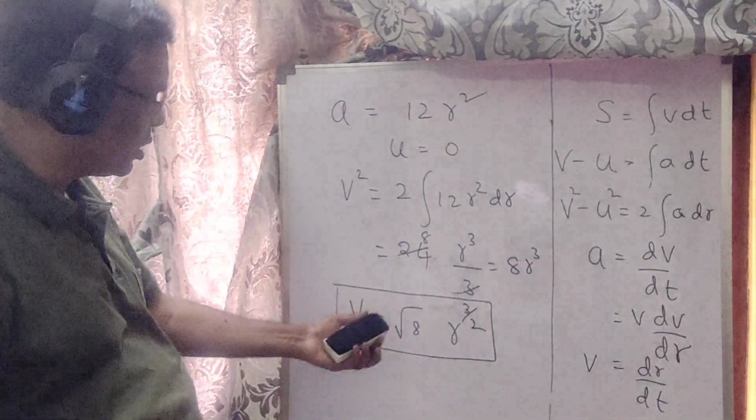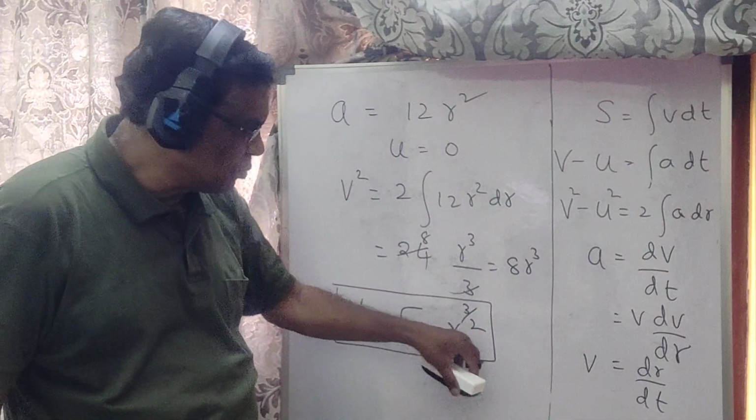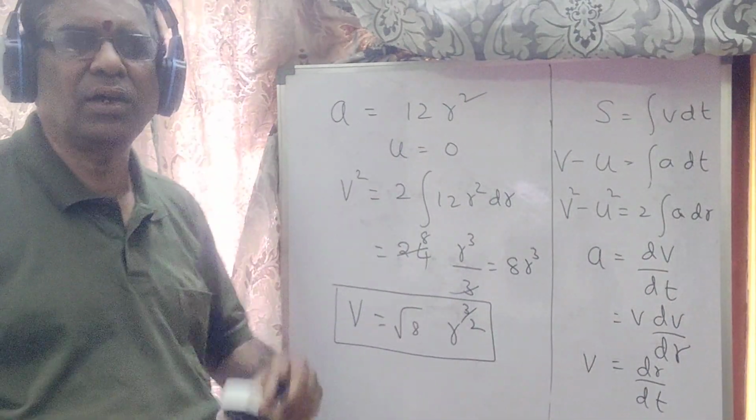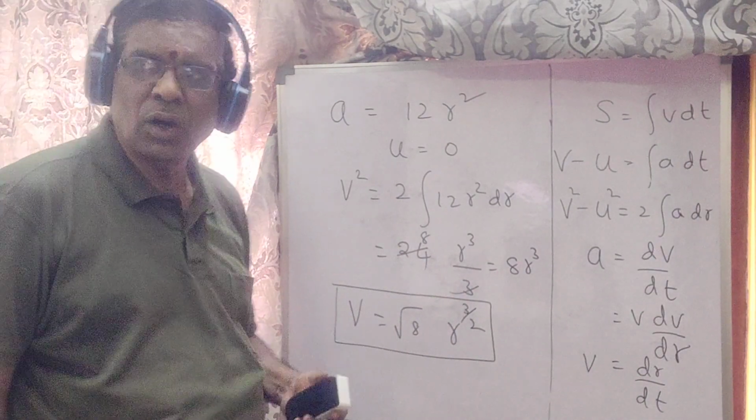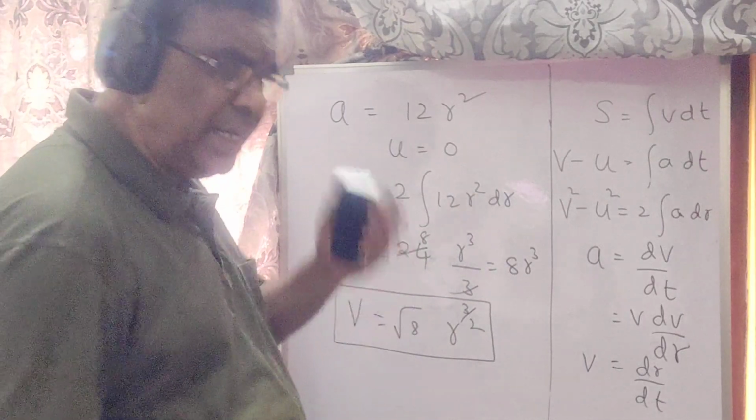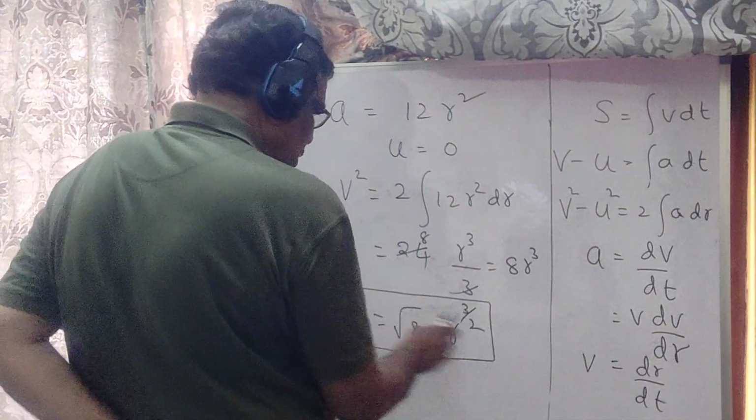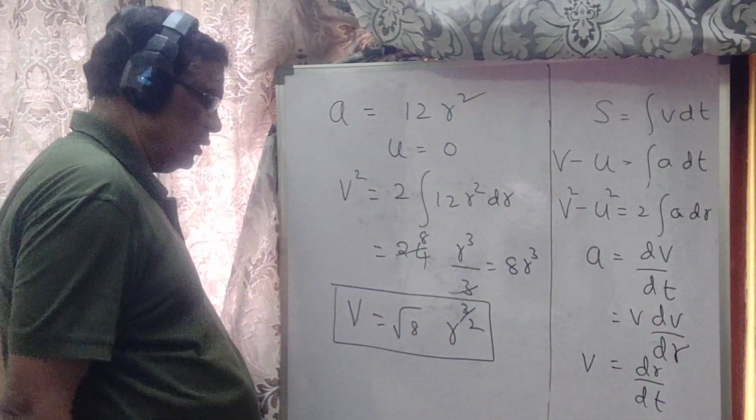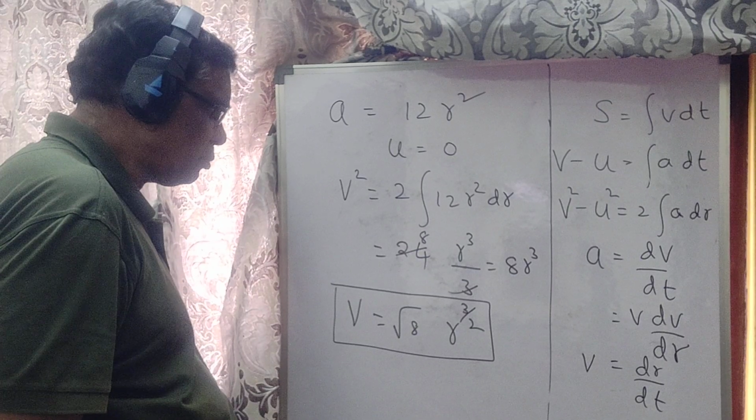Now, if they ask you what is the value of velocity at r is equal to 5 or r is equal to 10, you understand? Or r is equal to 8. Anytime they ask, I think you can use this and get that value. Is that clear to you?